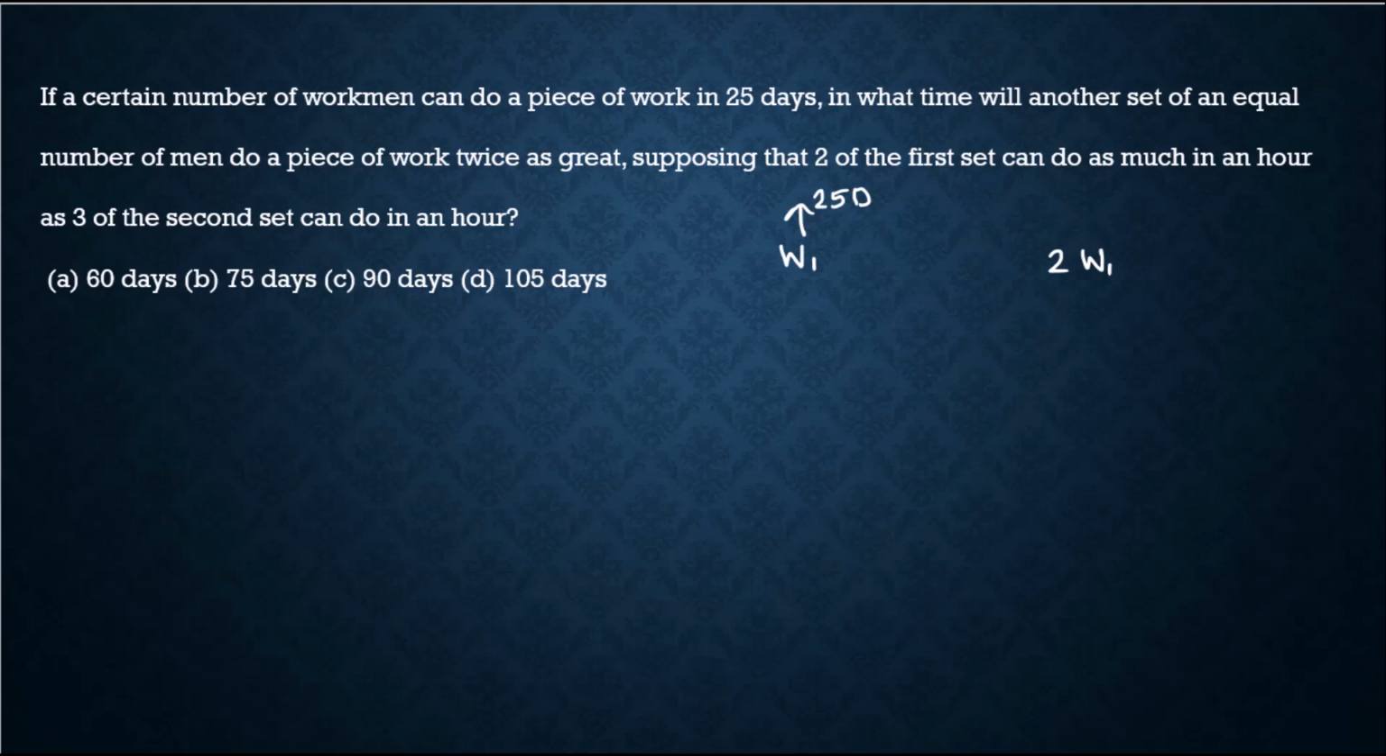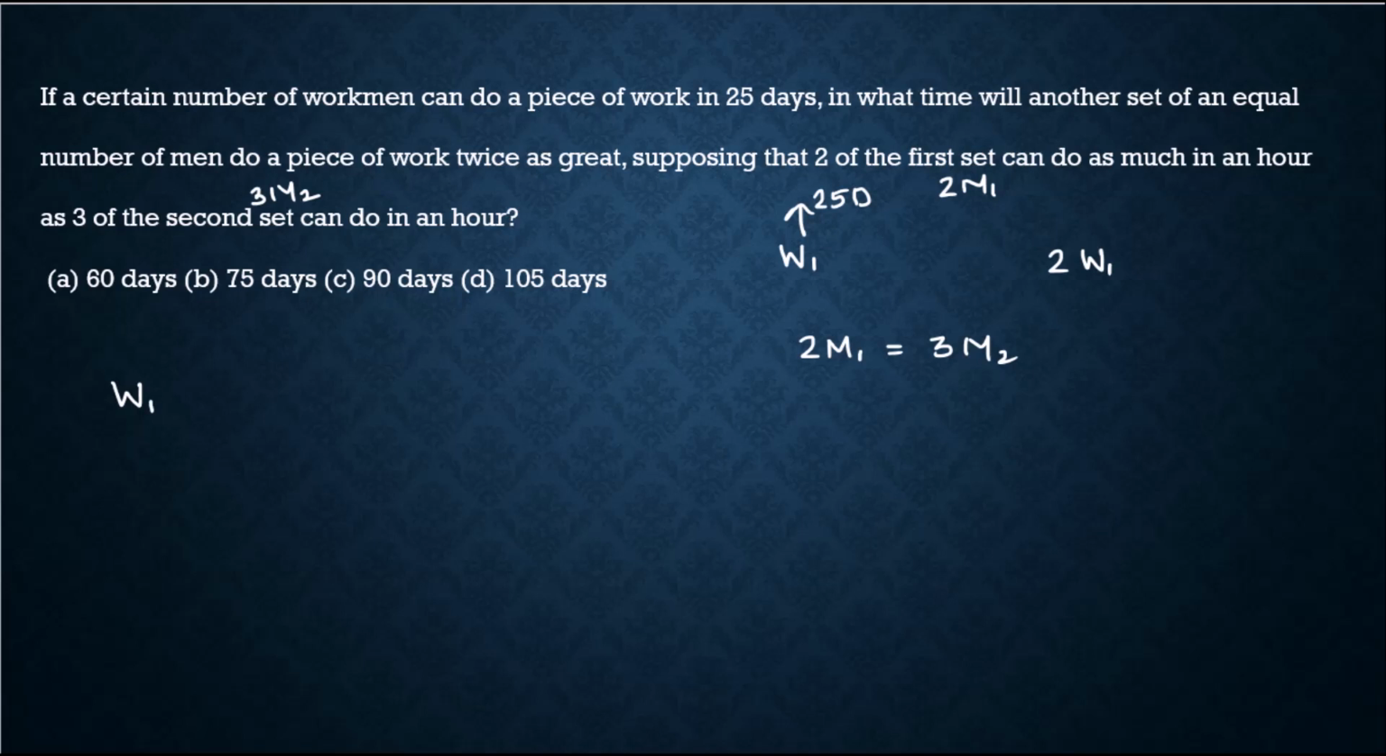Okay, fine. Then, another condition is that, supposing that 2 men of the first set can do as much in an hour as 3 men of the second set can do in an hour. That means if the men in the first set is M1, that means 2M1 is equal to 3M2. It's really given, right? 2 men of the first set, that means 2M1, is equal to 3 men of the second set, that is equal to 3M2. Fine. Is that clear?